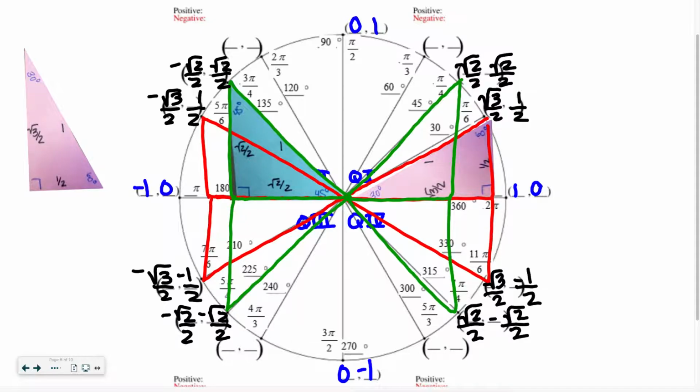Once you get the pi over 4s, move on to pi over 3s. Fill in all the coordinates. If you want to use another color, you can do your last butterfly.